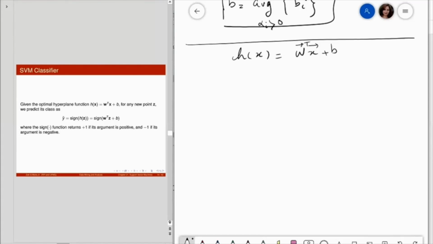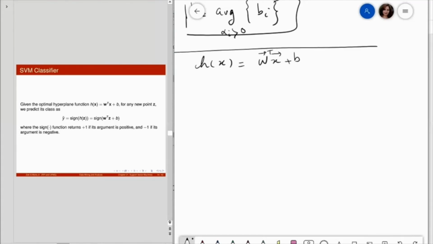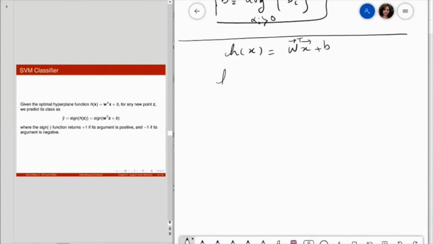Now that I have found this, how can I use it to actually classify some new data points or some test data? The way that I can do that is that for a new data point, suppose that it is called Z, I can actually calculate h of Z. And then I can say y, the predicted class label for this data point Z is sign of h of Z, which is sign of W transpose Z plus B.